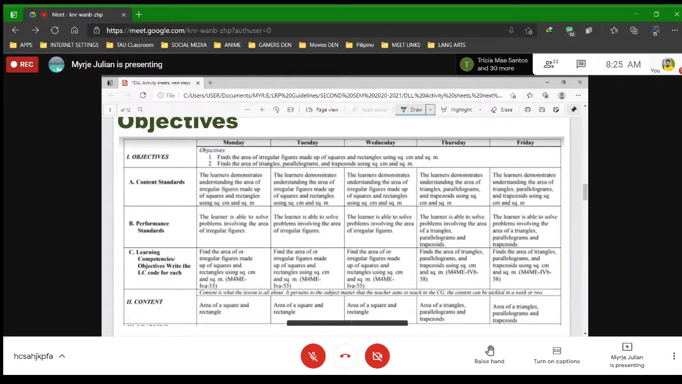Okay. So again, before we accept this, let's check the learning competency. Okay? So ano ba yung mga learning competencies niya? Dalawa. Finds the area of irregular figures. 1, 2, parehas lang. 3. Bakit ito 5? So, okay. 1, 2, and then yung second is that finds the area of shapes, which are triangles, parallelograms, trapezoids, using centimeters and square meters.